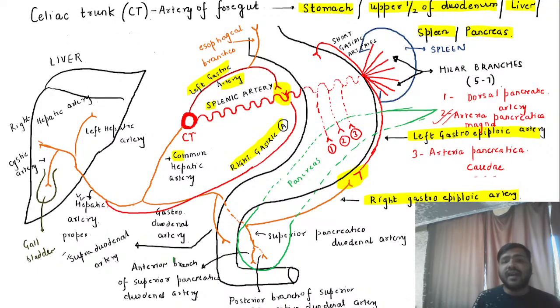Okay, so this right gastric artery is a branch of hepatic artery proper. That is the only concept that you have to keep in mind. Right gastric artery, it is coming from the hepatic artery proper.